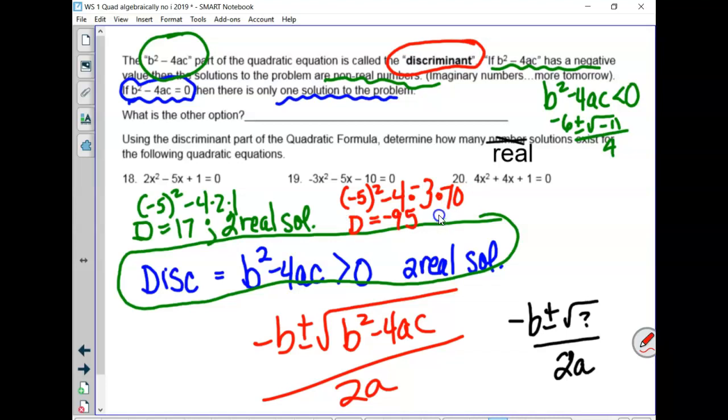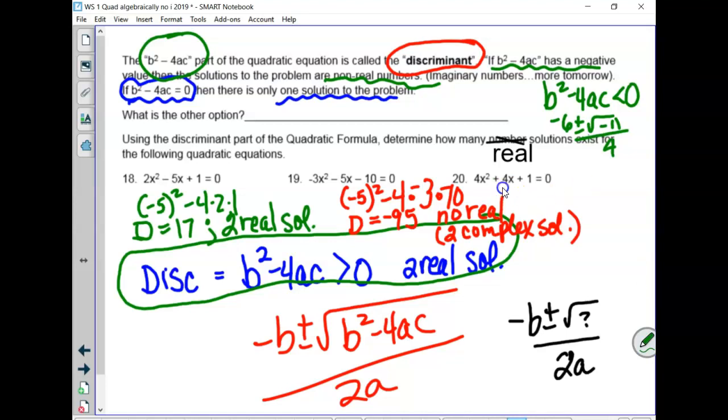So that means you would have no real solutions, or eventually we're going to say complex solutions. Either one is fine. You can say no real, or you can say complex. I don't care. No real is fine.